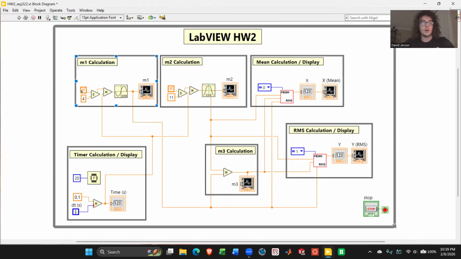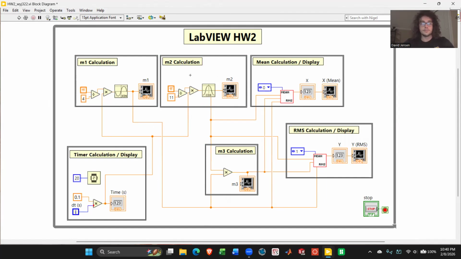For M1, we are looking at the sine of pi over 4 times t. And so we accomplish this by taking pi, dividing it by 4, multiplying that by t, and then taking the sine of that. That's fed to a waveform chart as well as to a couple different places. One feeds into our M3, one feeds into one of our sub VIs, and the other feeds into the other sub VI. The reason for M1 feeding into M3 is M3 is simply a product of M1 and M2. So we just went ahead and fed it in here and simplified our code.